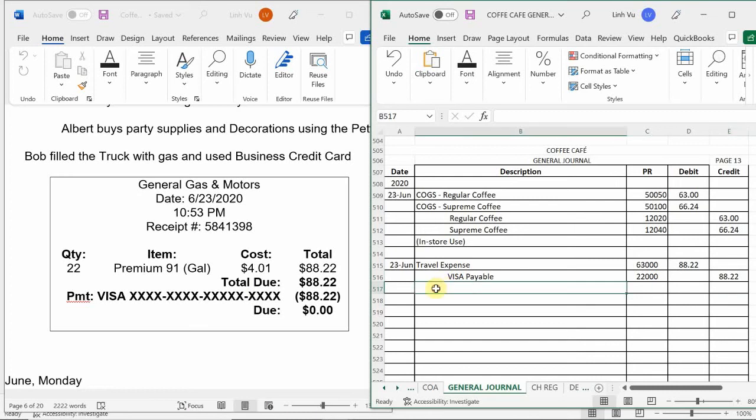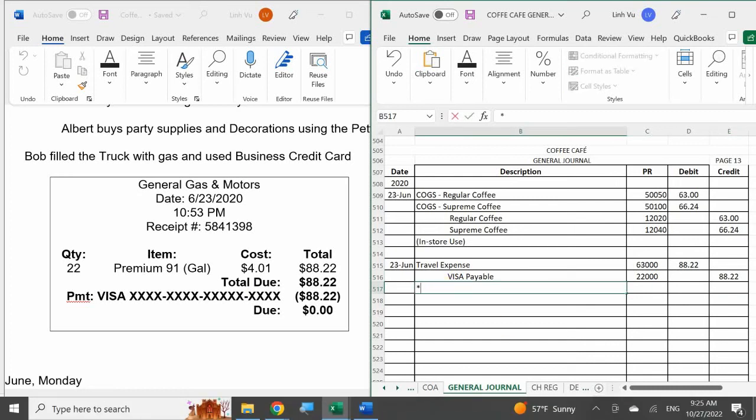Okay, so let me go ahead and put in all the details here. Where did Bob buy the gas? General Gas and Motors. And the receipt number is 5841398. And what did we buy? We bought 22 gallons of gas.